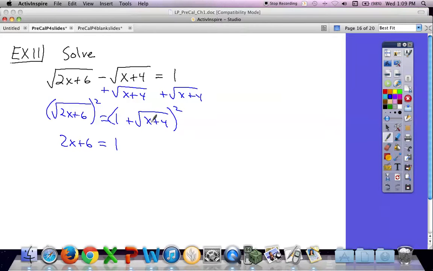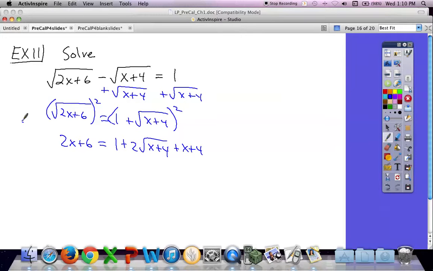You're going to have 1 times the square root of x plus 4 twice. So that's plus 2 times the square root of x plus 4. And then you're going to have the square root of x plus 4 times the square root of x plus 4, which is x plus 4. That's like saying the square root of x plus 4 squared. They cancel each other, and you're going to get x plus 4.